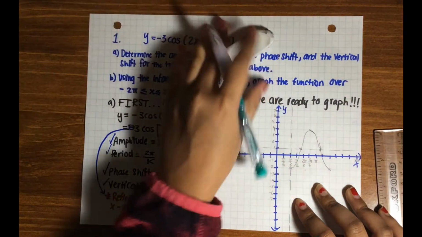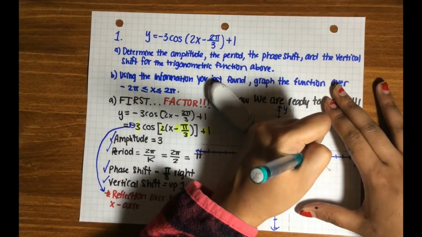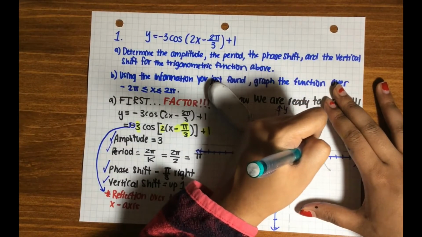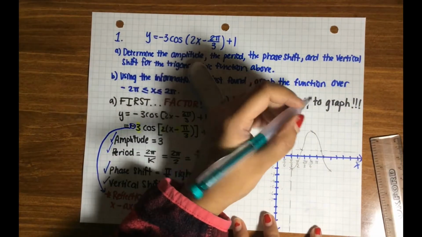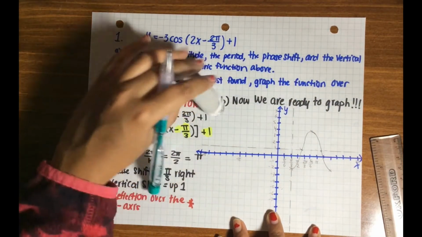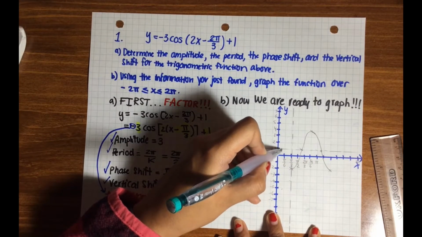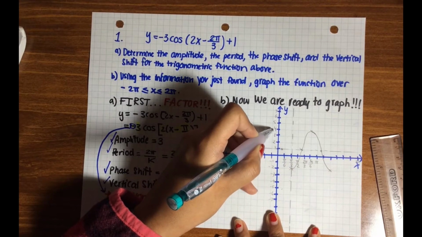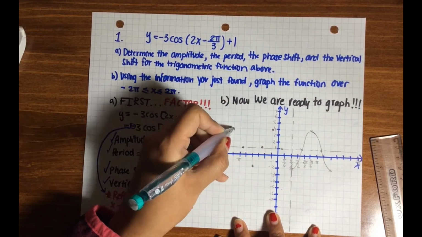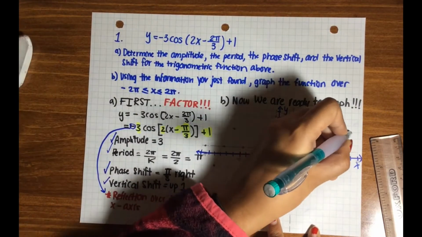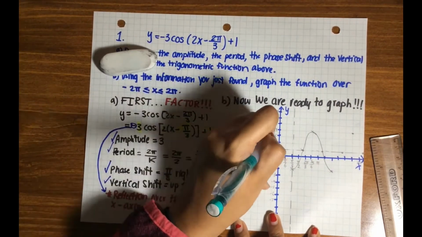Make sure that your waves are curved and not V-shaped. To plot the points, you have to follow the pattern, and the pattern in this case was 1.5 boxes to the side and 3 boxes up or down. Lastly, just connect the dots.